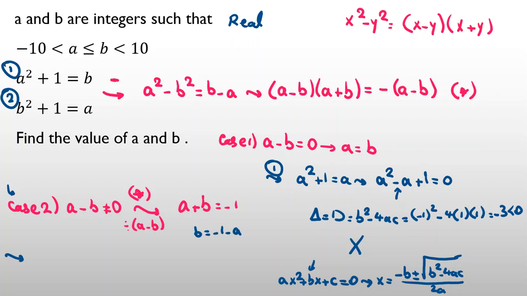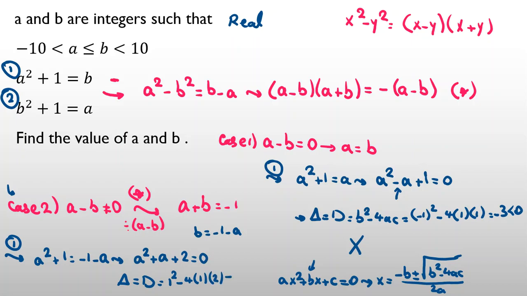I replace it in the first equation. A squared plus 1 equals B. B is what? -1 minus A. Now, if I take all things to the left hand side, A squared plus A plus 2 equals 0. Again, if you calculate delta or discriminant, it will be 1 squared minus 4ac, which is 1 minus 8, -7, less than 0. So we don't have any answer here either. So in real numbers, this problem doesn't have any answer, and we've solved this.